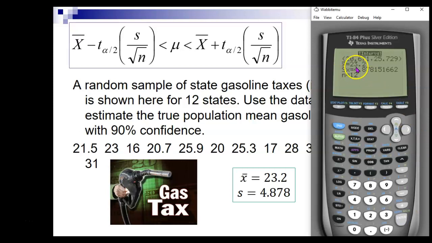And it told me that X bar was 23.2, told me that S was 4.878, N was 12, and my interval goes from 20.671 to 25.729, or about 20.7 to 25.7.